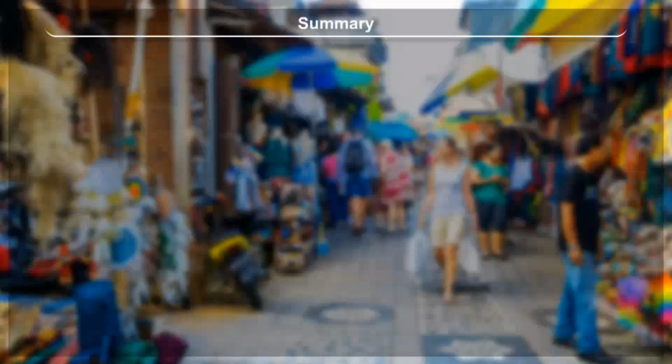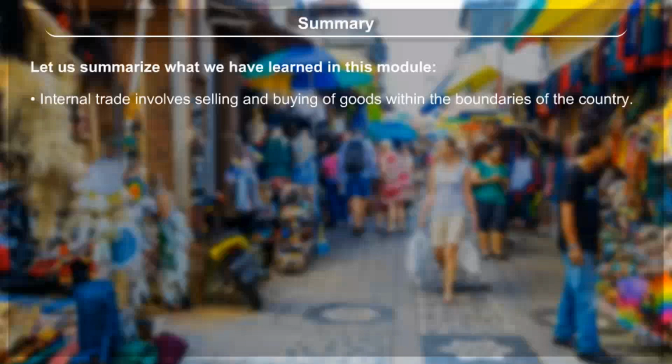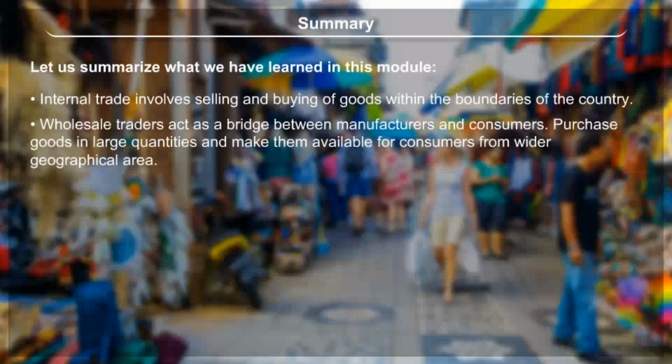Summary. Let us summarize what we have learned in this module. Internal trade involves selling and buying of goods within the boundaries of the country. Wholesale traders act as a bridge between manufacturers and consumers.